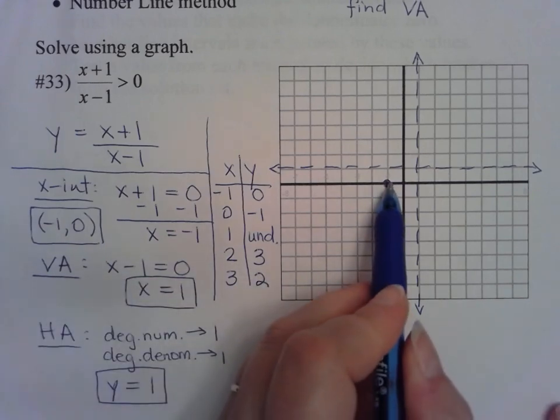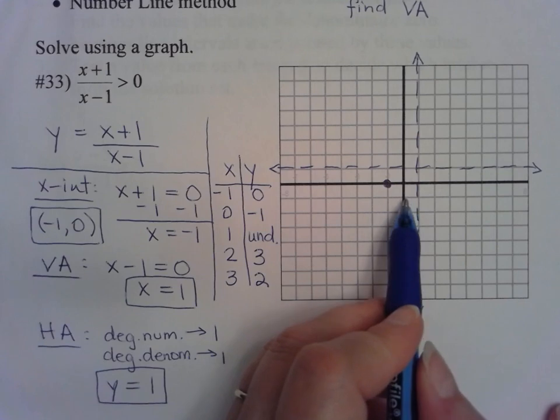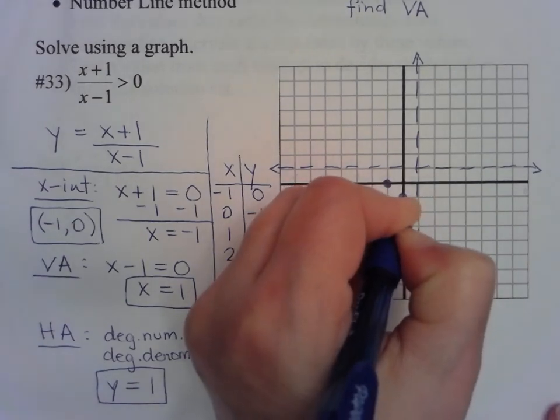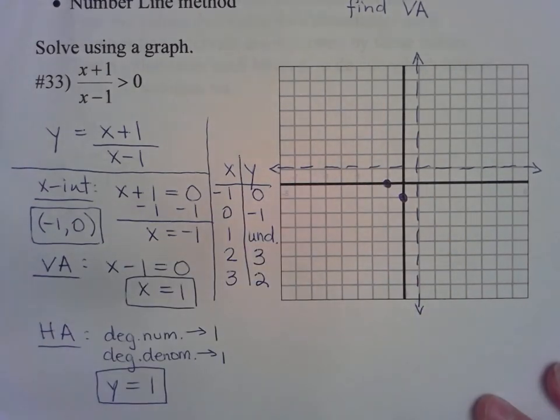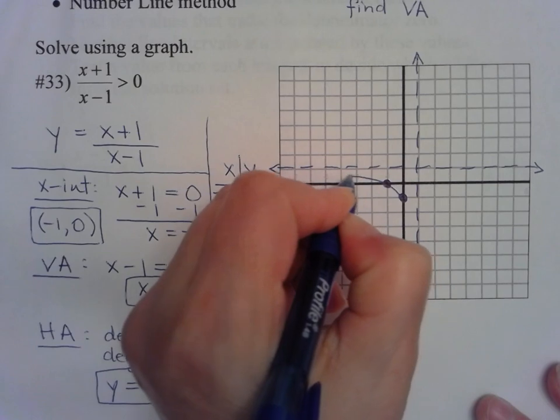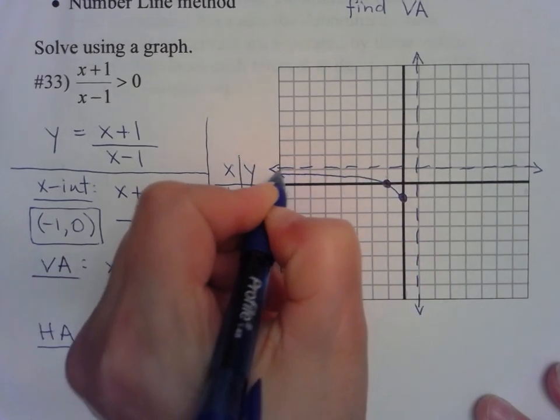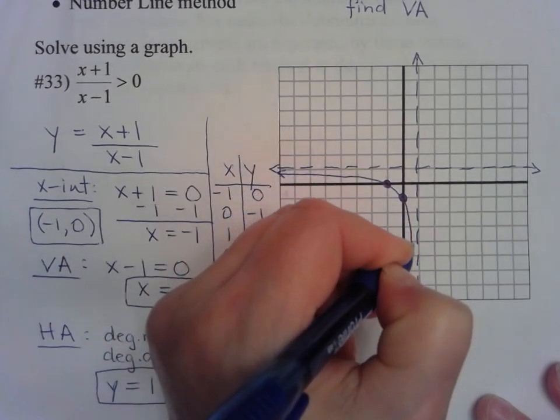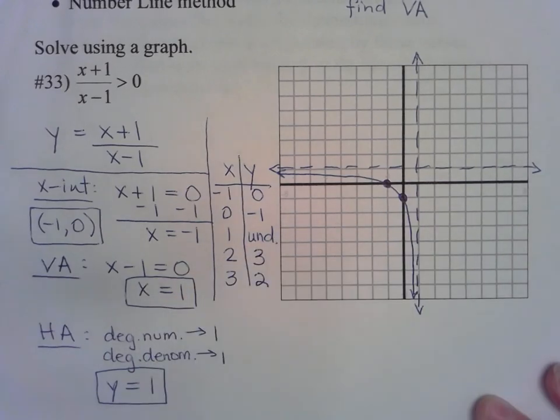Okay, so I already have this point, actually. So then I have 0, -1. And that's the left-hand side. Now I could pick a few more points if I want. Notice it's going to approach the horizontal asymptote at the end of the graph, and it's going to approach the vertical asymptote in the middle. So it looks sort of like that.